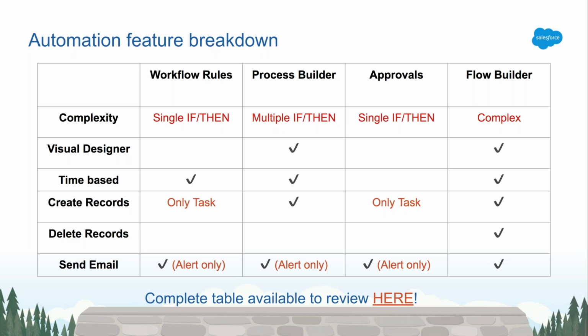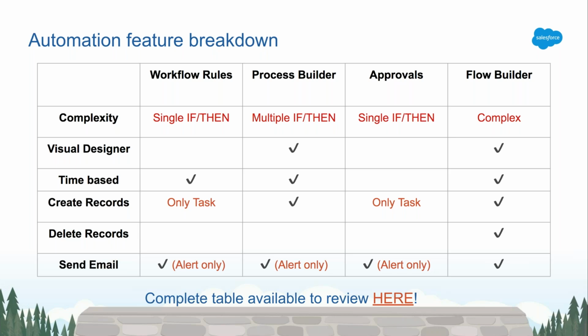Which ones of these can create and delete records? The only one that can delete a record, so when a rule runs, the action would be delete record or delete specific parts of your maybe case or lead, is the Flow Builder. When it comes to creating a record, so you would have the rule evaluate a specific condition, let's say if status equals closed, then create an order record or a lead or an opportunity, only the Process Builder can accomplish this along with Flow Builder.